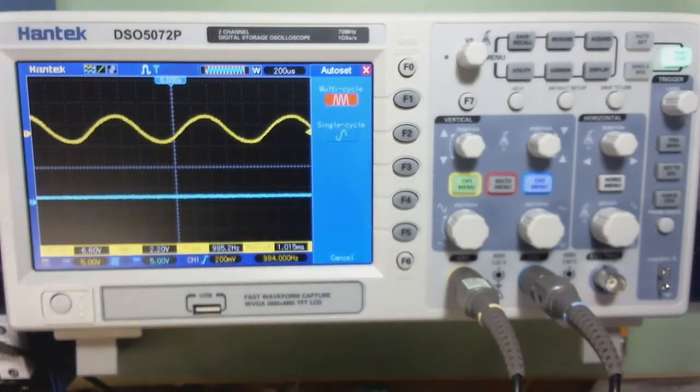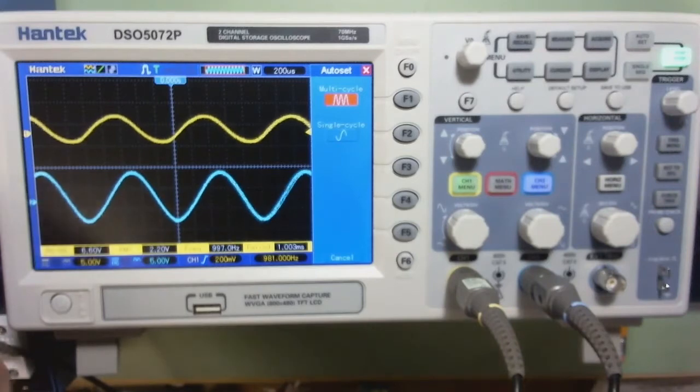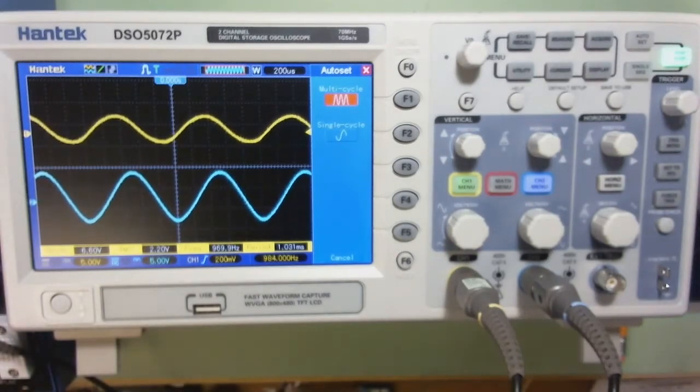So I'm going to put this probe back. You should see that line go back and behave a little more. Okay, so we're back to both our waves there.